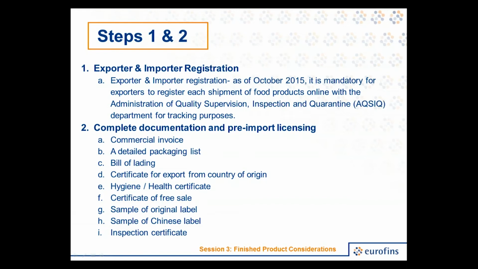Although the documentation requirements vary between product and product categories, you should plan to prepare the following documents to export pet food products into China. And I listed these products: commercial invoice. I won't go through the whole list, it's all there. Pay particular attention to the H, the sample of Chinese label. We'll talk about that more in detail. Next slide.